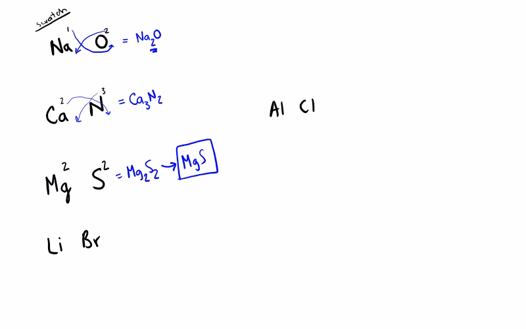So Li is lithium. It's going to have a positive 1 charge. Br is bromine. It's going to have a negative 1 charge. So you can see right there, LiBr is going to be our formula. Okay.